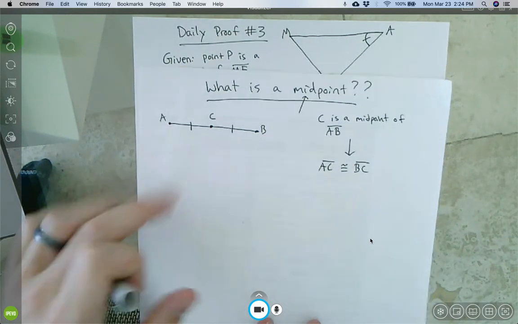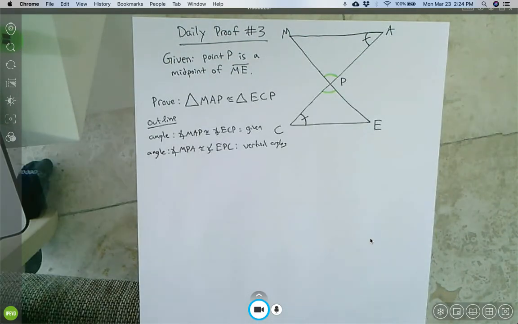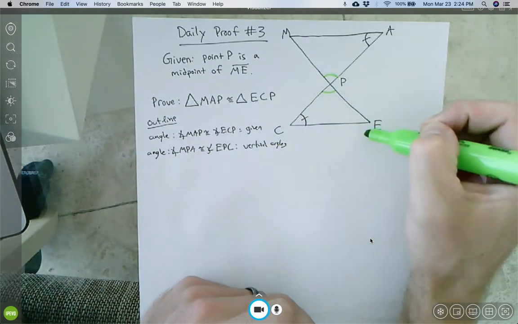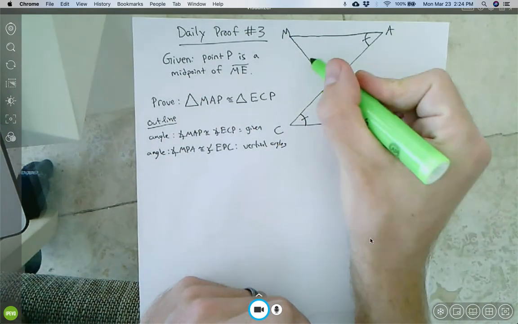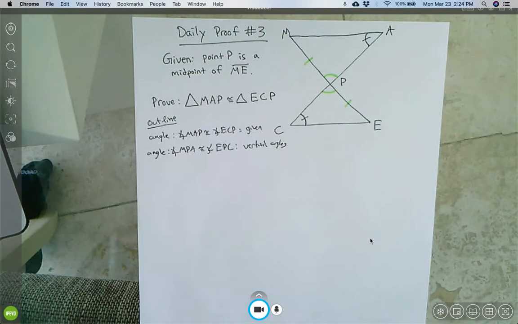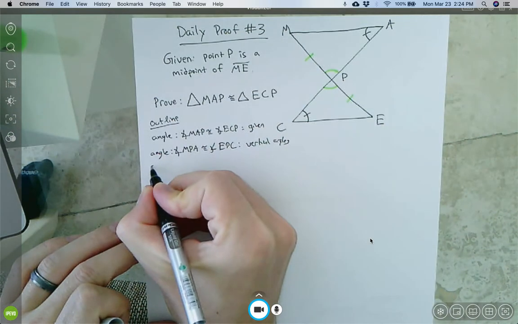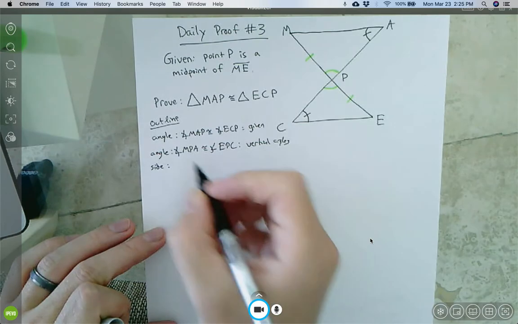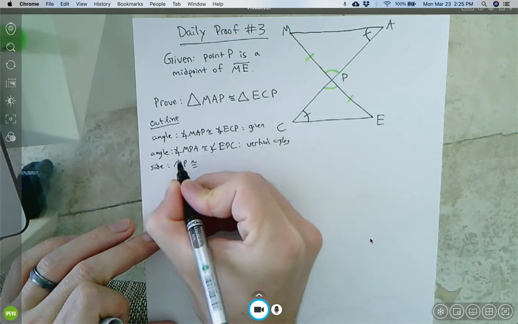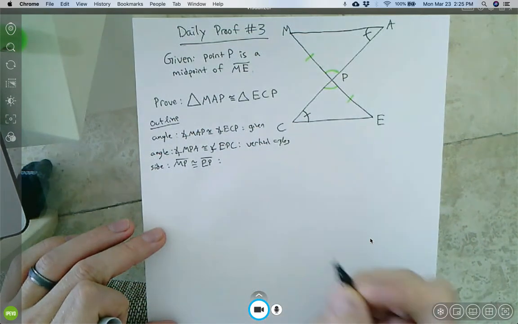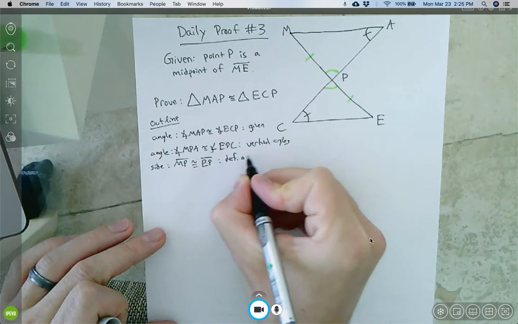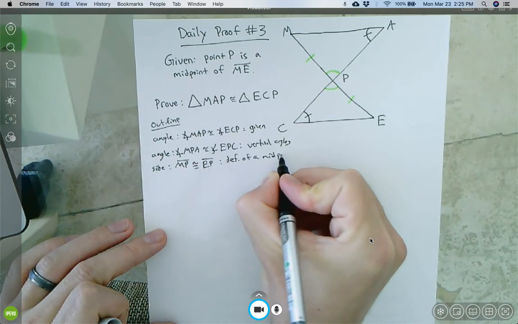Now, let's see if we can go back and use that knowledge right here, okay? So if I know that P is a midpoint of ME, now what do I know about MP and EP? Well, I know that they are congruent right here. Take a moment to let that sink in and rewatch this if you want. But my last bit of my outline right here, I know that a side is going to be MP is congruent to EP, and that is because of the definition of a midpoint.